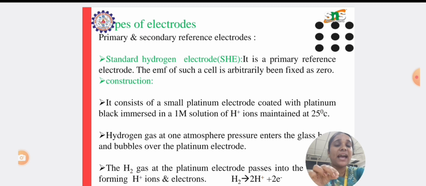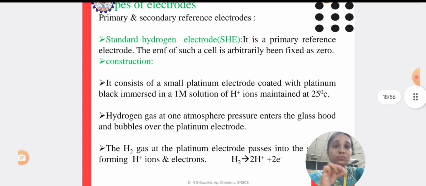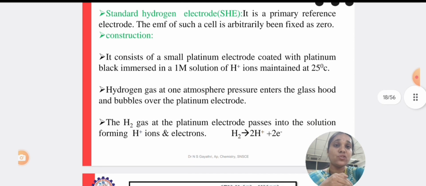Next, hydrogen gas at 1 atmosphere pressure enters and bubbles over the platinum electrode. The hydrogen gas at the platinum electrode passes into the solution, forming H+ ions and electrons. That is, H2 gives 2H+ plus 2 electrons. This takes place under anode condition. The main thing in the standard hydrogen electrode is that hydrogen gas should be passed through while the reaction happens.